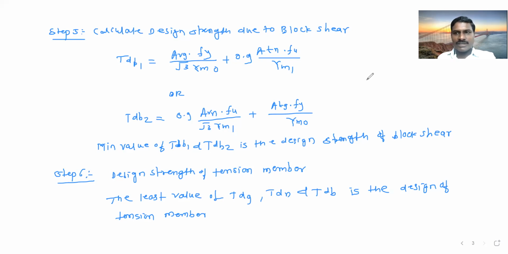Similarly, we have seen in bolted connection, strength due to bearing, strength due to shearing, and strength due to tension. Out of these, the minimum of the three will be the design strength of the bolt. Similarly, how do we know the design strength of the tension member? It will be the minimum of TDG, TDN, and TDB. Got it? Yes, sir. Okay, so this is the procedure. We will see examples on the basis of this type 1.